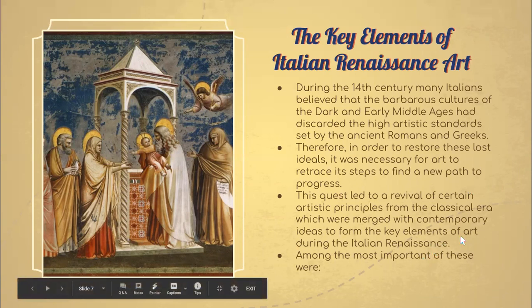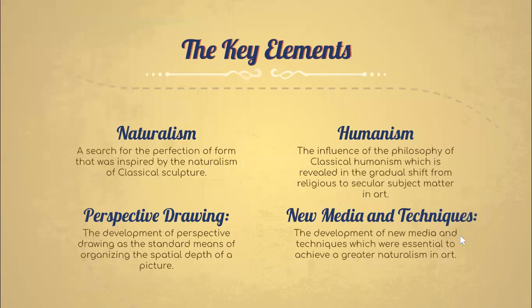Among the most important of these were naturalism, all right, so a search for the perfection or form that was inspired by the naturalism of classical sculpture, for example. Humanism, the influence of the philosophy of classical humanism, which is revealed in the gradual shift from religious to secular subject matter in art.